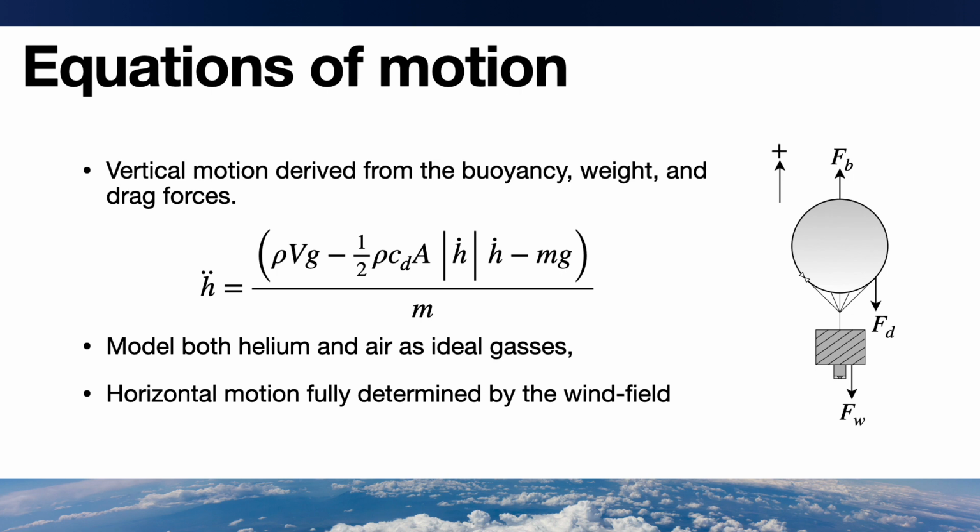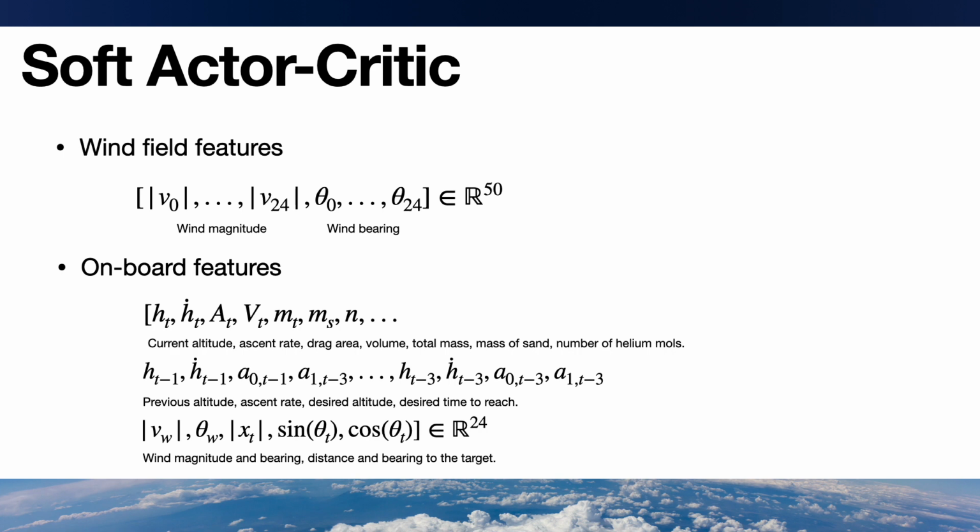To obtain the displaced air and air density, we model both helium and air as ideal gases. The state space consists of a combination of the local wind forecast and onboard measurements such as position and bearing to the target. Taking inspiration from previous work, we sample wind vectors from equally spaced points between the vertical pressure limits at the balloon's current position.